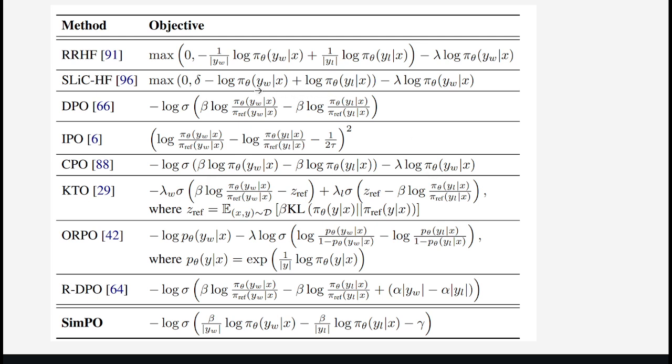Also, in this table you can see that SimPO is not the first enhancement of DPO that does not require a reference model. I forgot which ones, but some of them do not require the reference model.